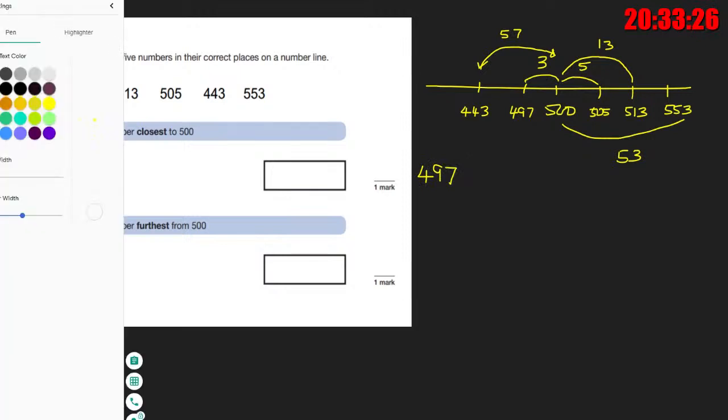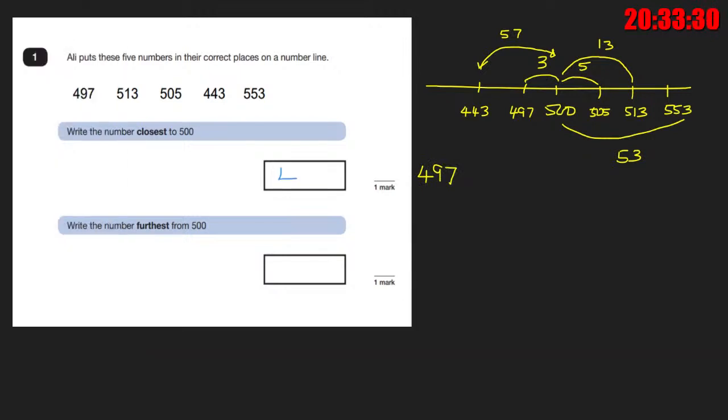Let me change the color to blue. So the answer for this one is 497. And write the number furthest from 500. This is a 57 difference and this is a 53 difference, so 443 is far away from 500. That is the correct answer.